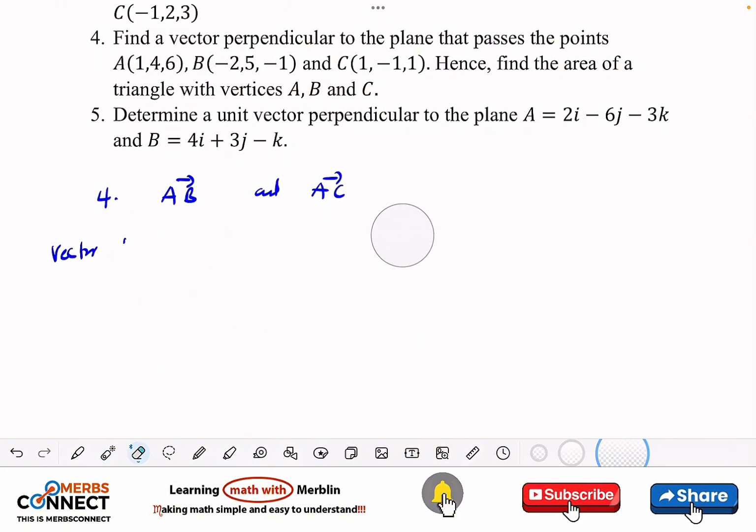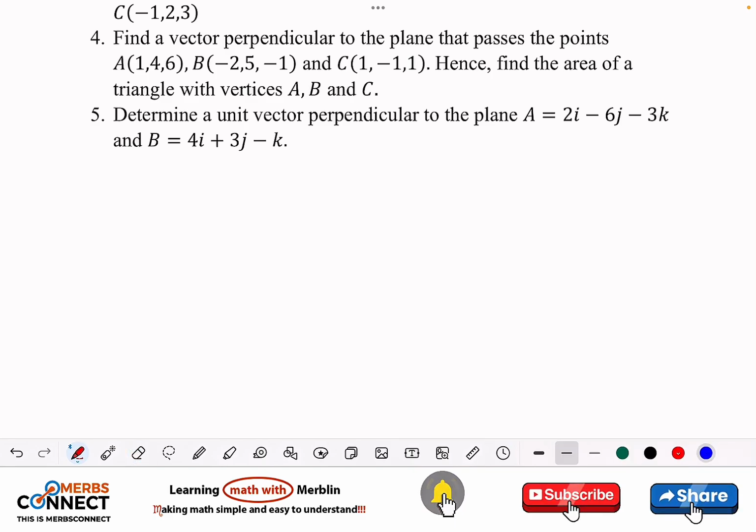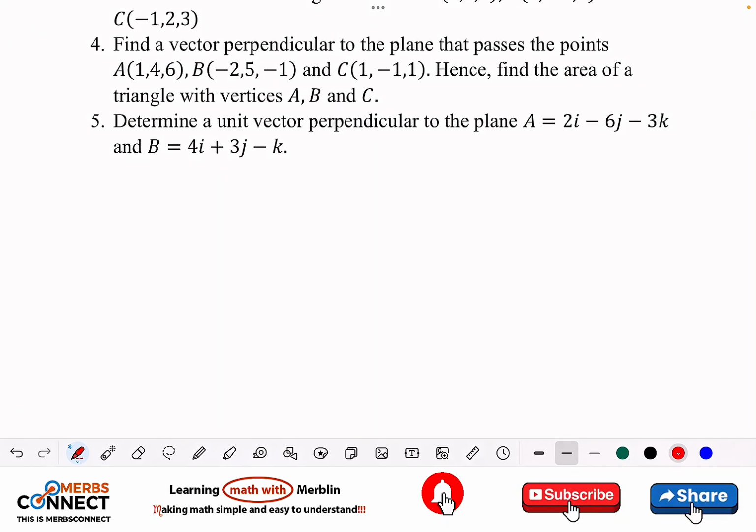Right, so question 5 is easy. Same thing, same idea. Here I want a unit vector perpendicular to this and that. As we are talking about perpendicular, let me assume that the perpendicular vector is n, right? So I'm going to have n equal to A cross B. So let's do that. This is going to be i, j, k, and A gives us 2, minus 6, and minus 3. And then B is 4, 3, and minus 1.